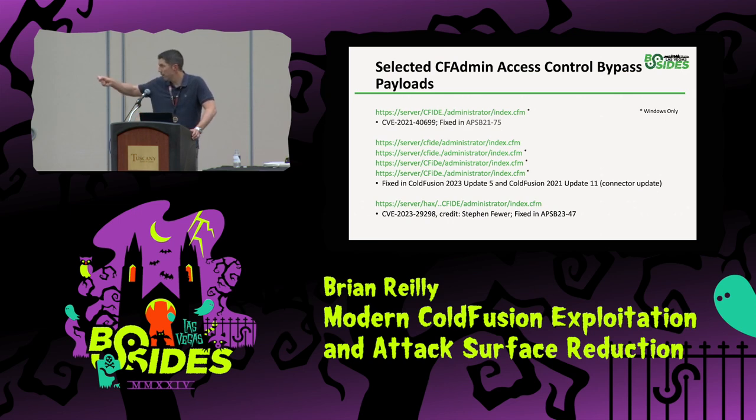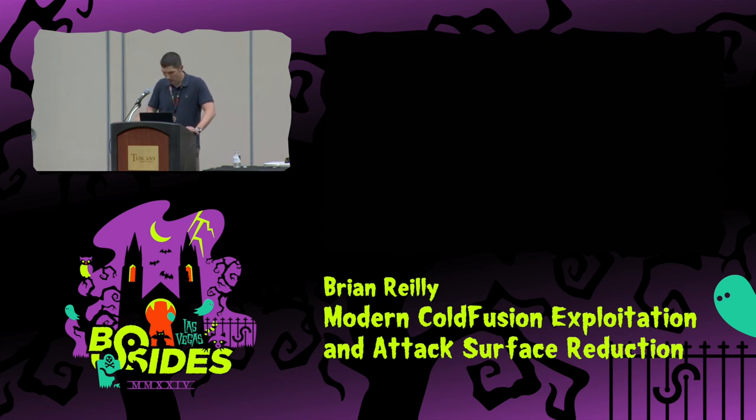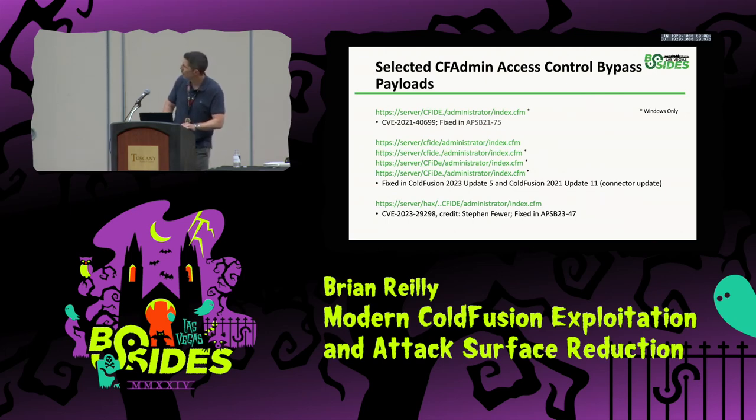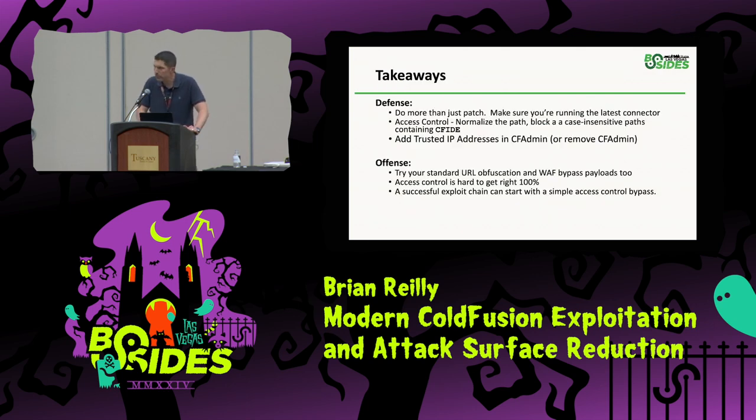And then finally, the top ones are all mine and things that I'd reported and have gotten fixed. These are all fixed as of a fairly recent ColdFusion update. And then the bottom one, again, we can see a directory traversal pattern, which was reported by Stephen Feuer of Rabbit 7, and then fixed back in 2023.